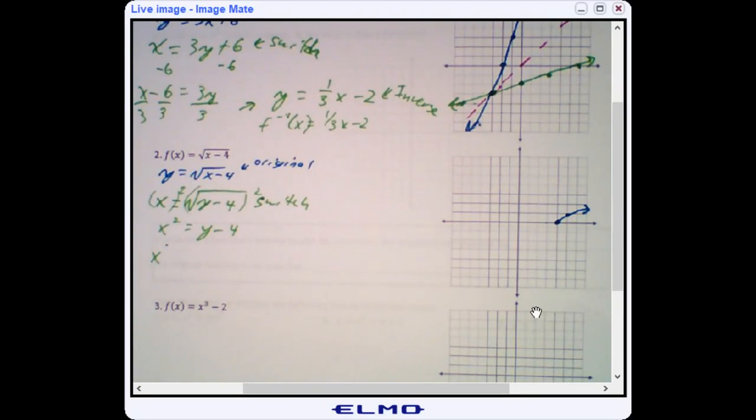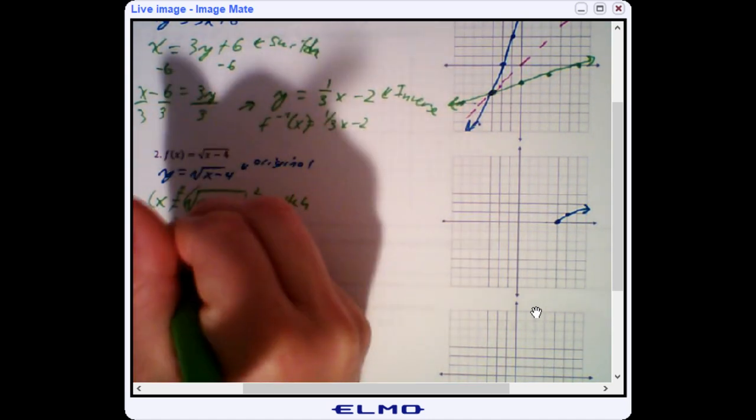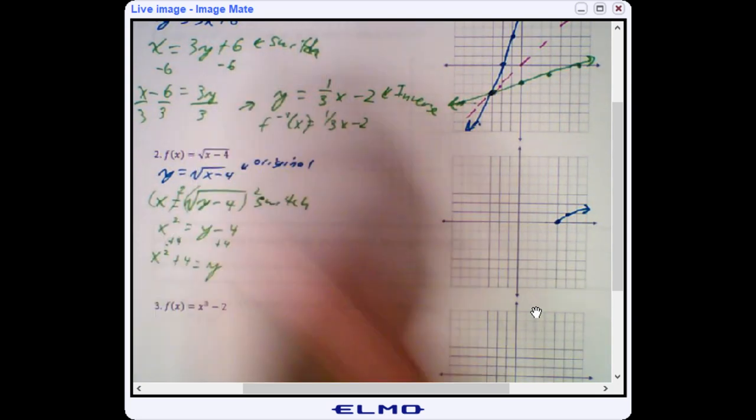So we switch the x and the y. We square both sides, so we get x squared equals y minus 4, and we're going to add 4 to both sides. We're going to get x squared plus 4 equals y.